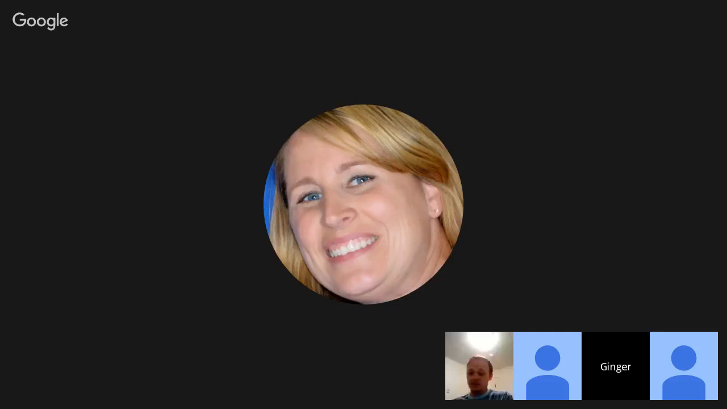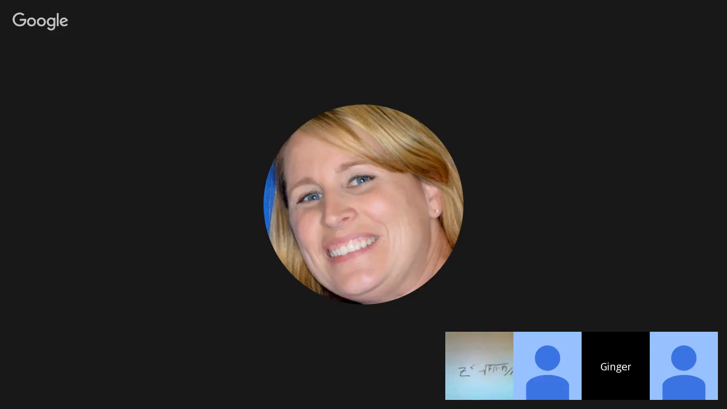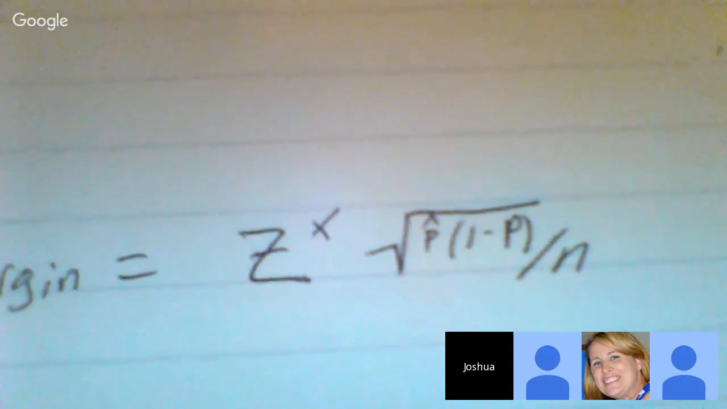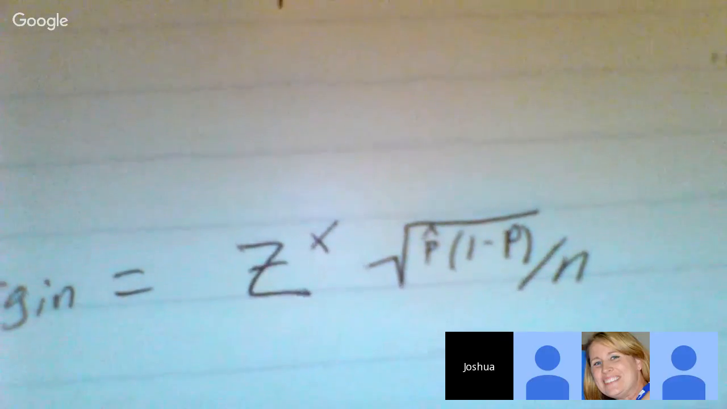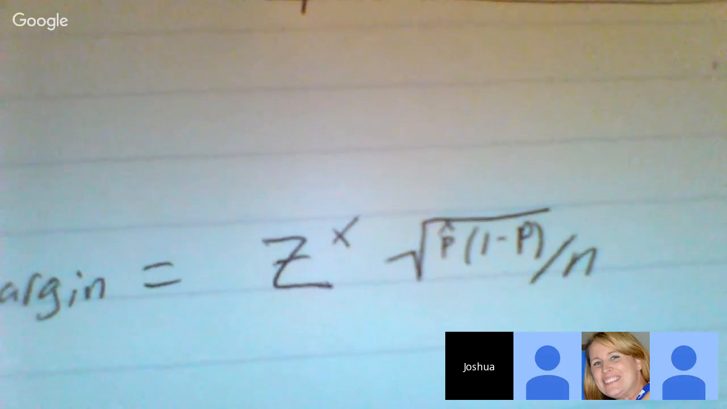So I don't remember seeing a formula at all to get the margin of error. Can you see this one in my camera? Okay, there. So z times, sorry, I should have written that bigger. You're good. So p hat is 0.75.